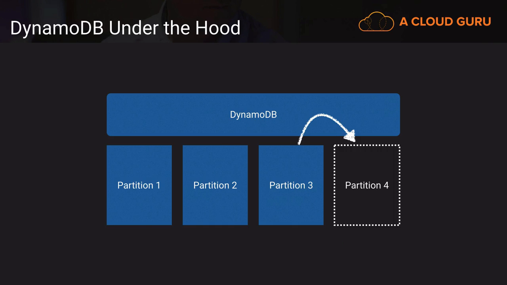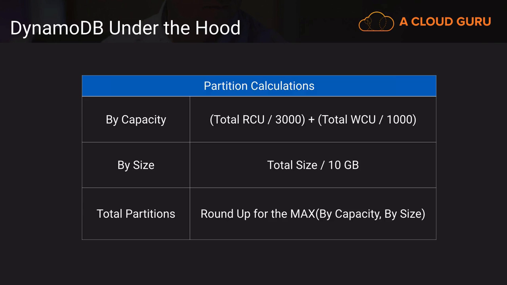Now, under the covers, Dynamo scales out by adding partitions. And here's the formula for how we decide how many partitions we get. So there's two dimensions. One's by capacity, and the other is by size. By capacity is how many read units and write units we've provisioned. And then for size, it's how many 10 gigabyte chunks we take up. And so our total partitions are going to be decided by the maximum of either the capacity calculation or the size calculation.